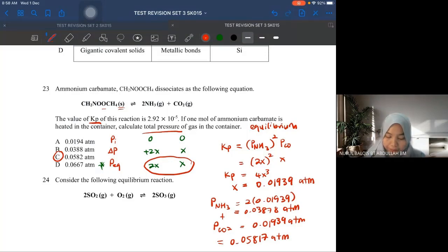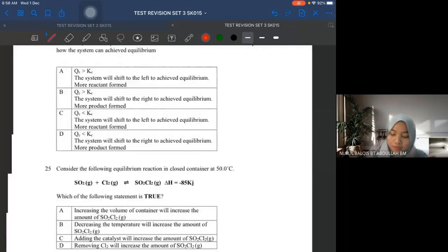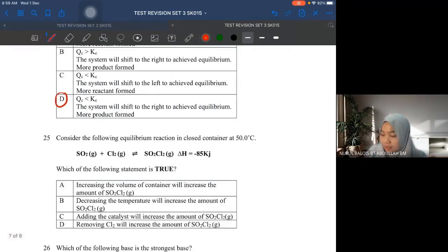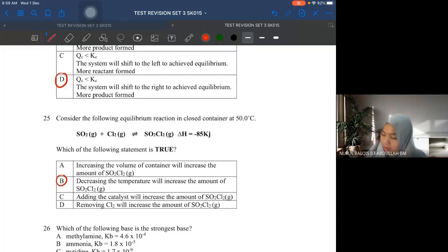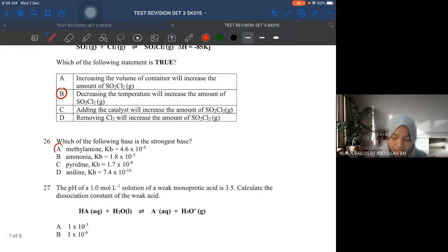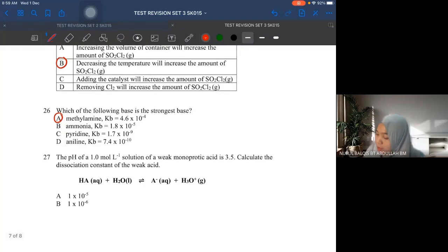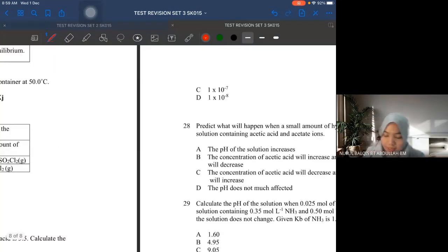Dia bundarkan. Question number 24, the answer is D. Question number 25, B. Question number 26, A. Betul tak? Strongest base. Okay, strongest base, tengok Kb value paling tinggi lah. Question number 27, C.